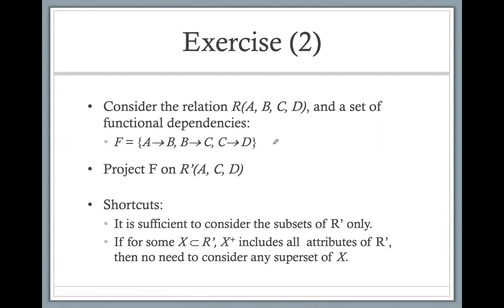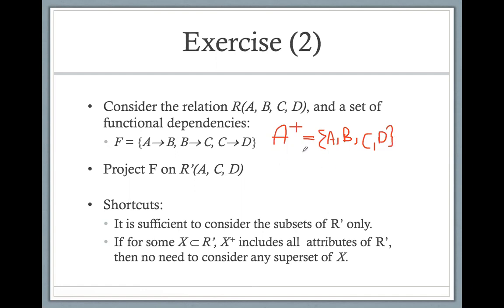So what do I need to consider? I need to consider the closure of A, first single attribute. So what is the closure of A under F? It's A, B, and then C and D. So all the attributes in R. So A is the key of R.